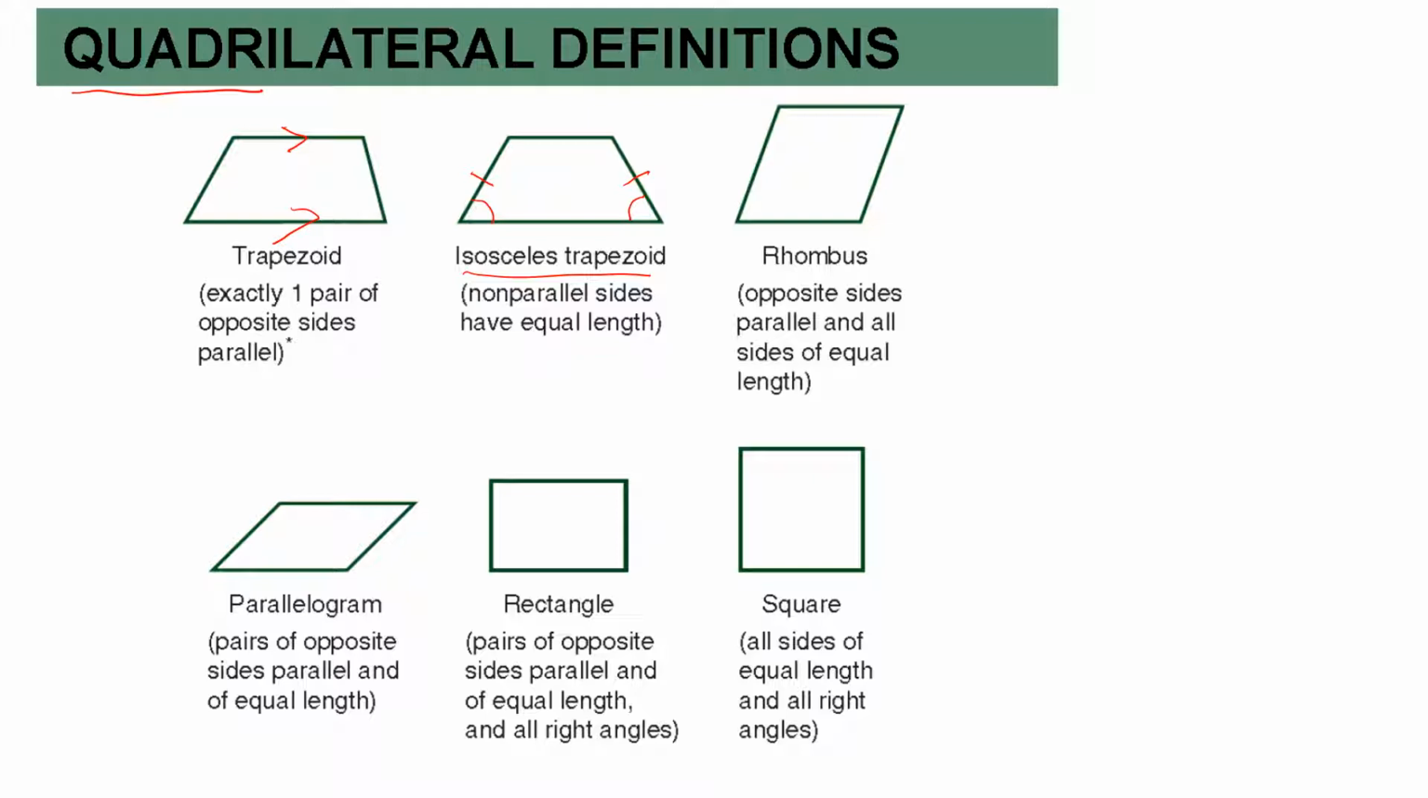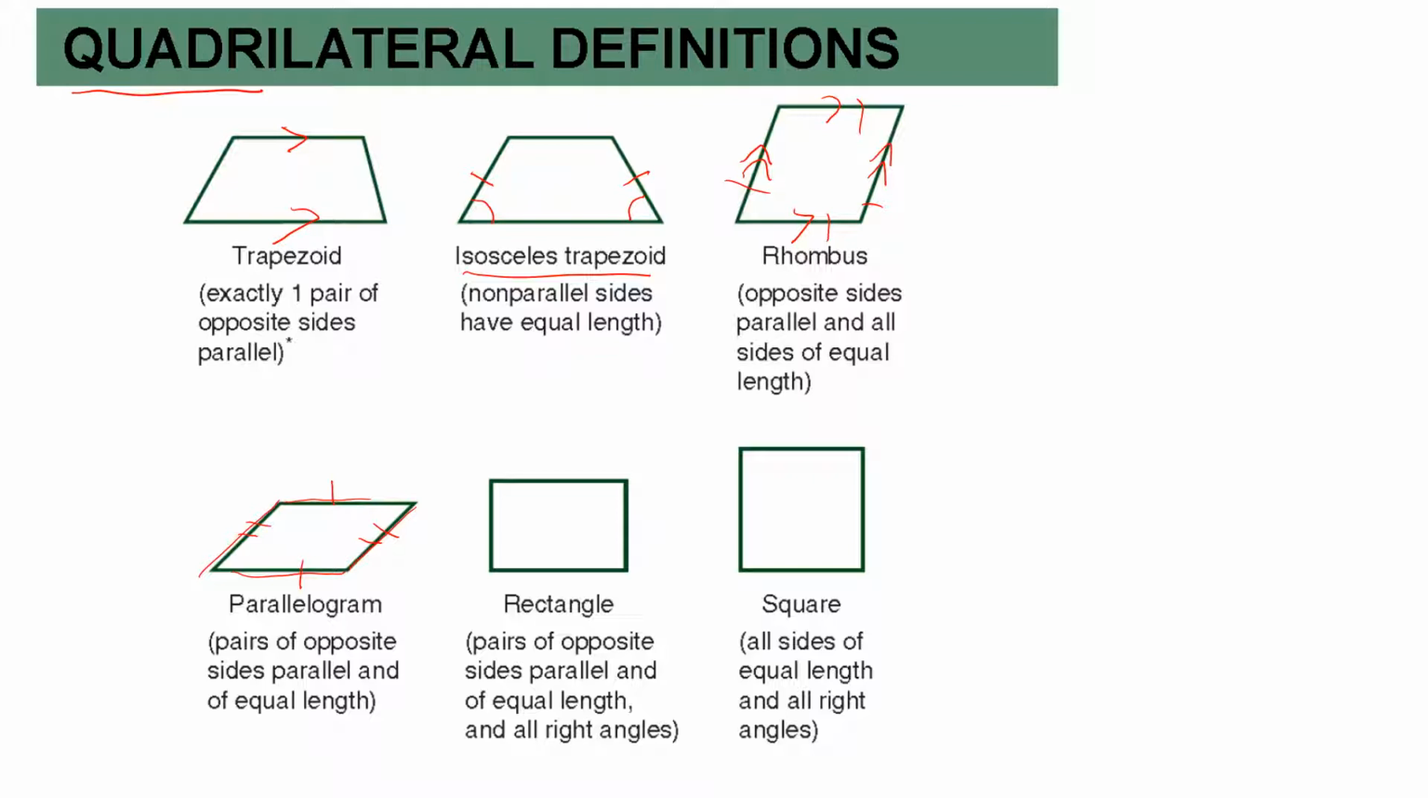In a rhombus, opposite sides are parallel and all sides are equal length. So opposite sides are parallel, but all sides are congruent. Then we have a parallelogram. Both pairs of opposite sides are parallel, so that pair is parallel to each other, and these two are parallel to each other. And then we have equal lengths on the opposite sides.